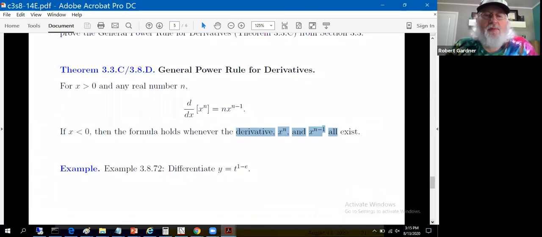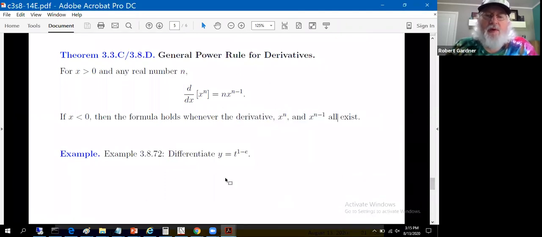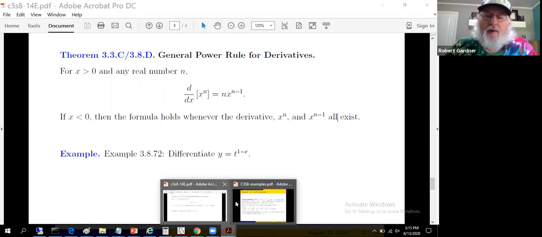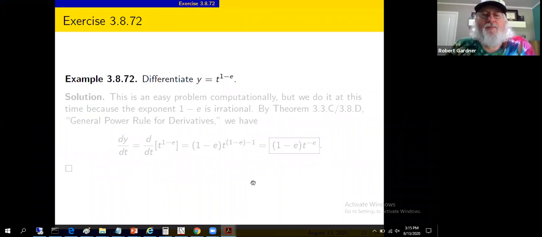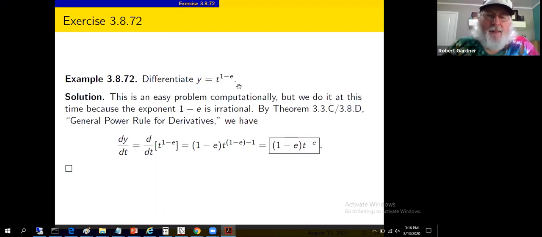Another example, a really flat example. Next, we'll differentiate y equals t to the 1 minus e power. All right, differentiate that with respect to t is the implication. Okay, well, you bring the exponent down and you subtract 1. Why did they wait till now to ask us something that elementary? Well, the reason is e is irrational, so 1 minus e is irrational. It's a power of the variable with an irrational exponent.